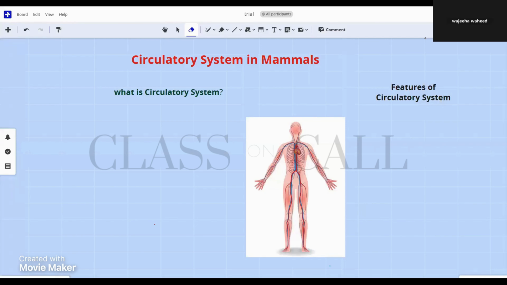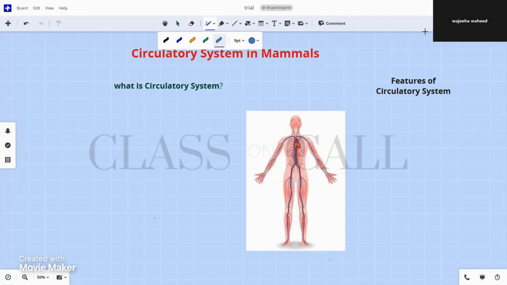Hello students, today our topic of discussion is the circulatory system in mammals. Before starting that topic, we should know what a circulatory system is. A circulatory system is a system which transports different materials like minerals, gases, and nutrients throughout the body, right?